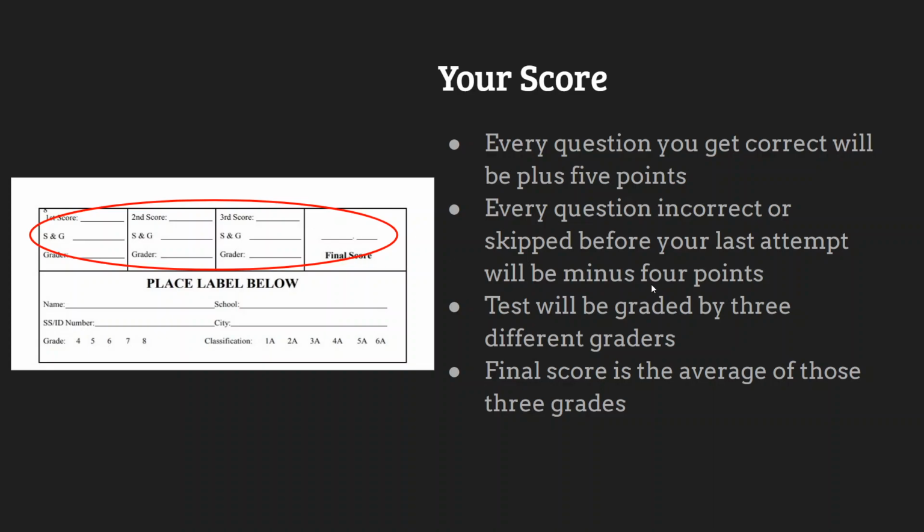And I'm actually going to be talking about the second bullet. Every question incorrect or skipped before your last attempt will be minus 4 points. So what that means is if you get to question 57, for example, they'll only be grading up to question 57. If you missed, let's say, question 47, 38, and 26, they'll be taking those 4 points off, and every question that isn't those ones I mentioned will be correct. They won't be taking off points for question 67, question 80, question 73, since you didn't attempt those and your last attempt was question 57.